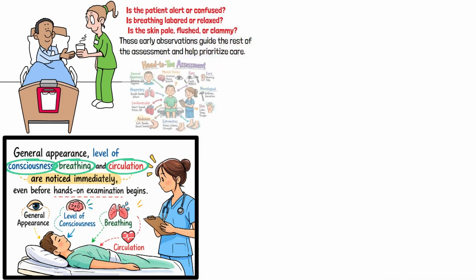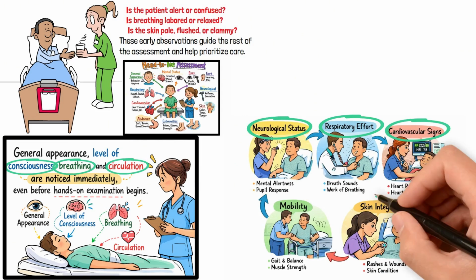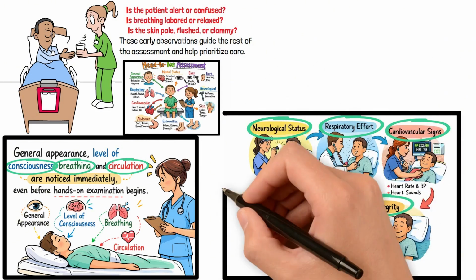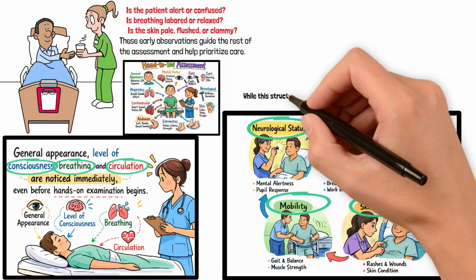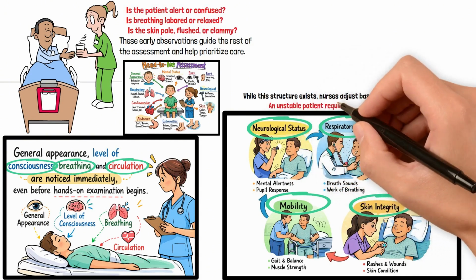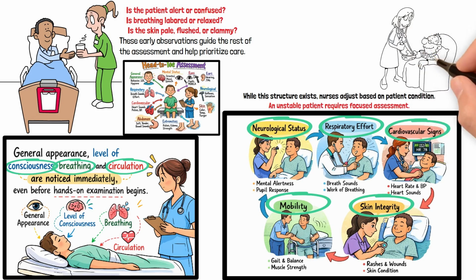As the assessment continues, nurses move systematically through body systems. Neurological status, respiratory effort, cardiovascular signs, abdominal findings, skin integrity, and mobility are evaluated in a logical sequence. While this structure exists, nurses adjust based on patient condition. An unstable patient requires focused assessment. A stable patient allows for a more complete examination.